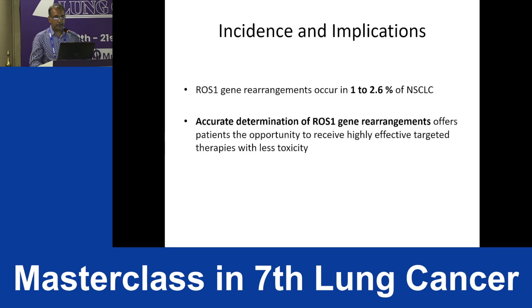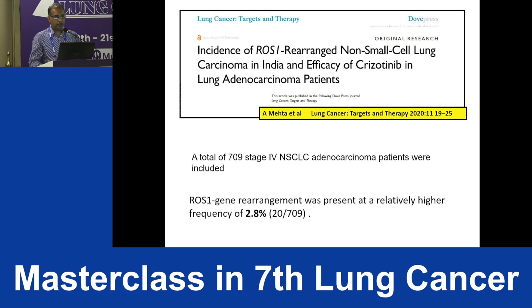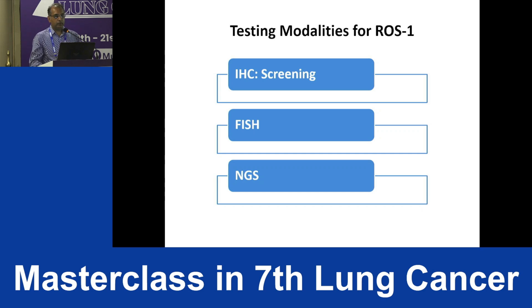The accurate determination of ROS1 gene rearrangement hence offers the patient the opportunity to receive highly effective targeted therapies with less toxicity. This was our departmental data, the publication by Mehta et al., in which 709 patients with stage 4 NSCLC adenocarcinoma were taken, and the frequency of ROS1 gene rearrangement was found to be 2.8%. These are the testing modalities: IHC, FISH and NGS.